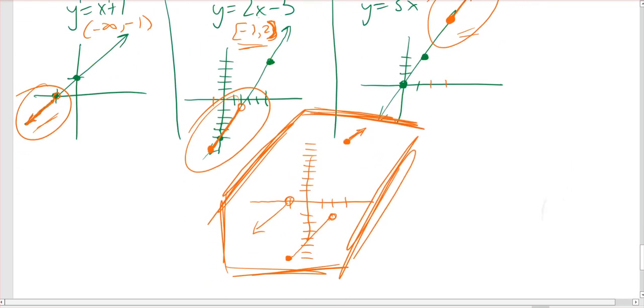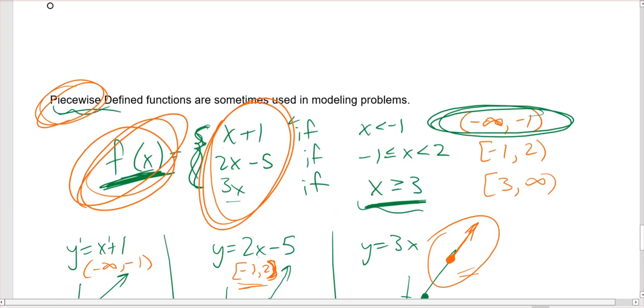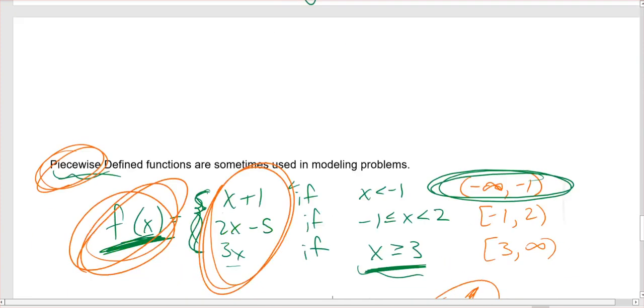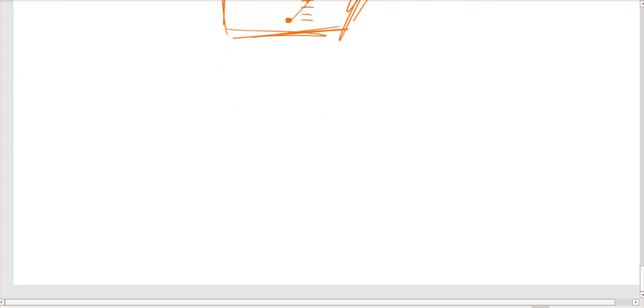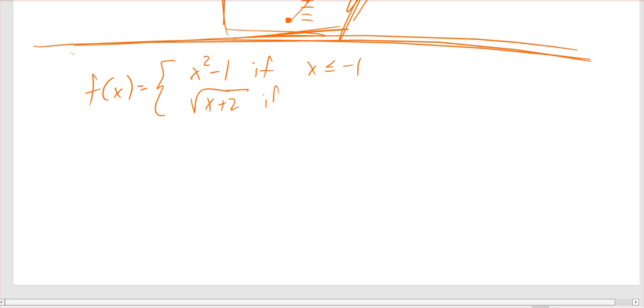I'm not terribly confident that drawing the graphs is going to be the focus just yet, but just to basically understand what we're doing, inputting numbers, that's kind of what we want to focus on. Maybe I can do another example real fast just to bring us back to the ground if that kind of hurt our heads. So let's have another one. Maybe x squared minus 1 if x is less than or equal to -1, and square root of x plus 2.